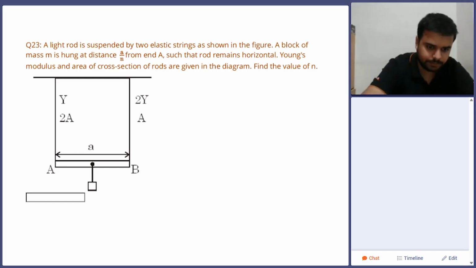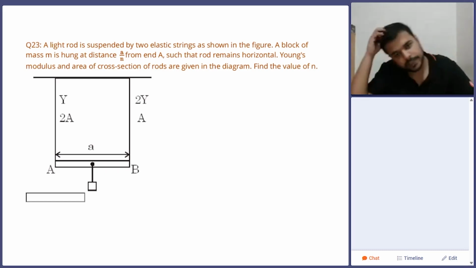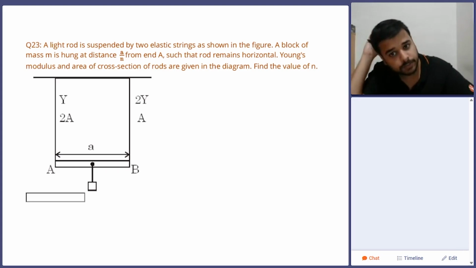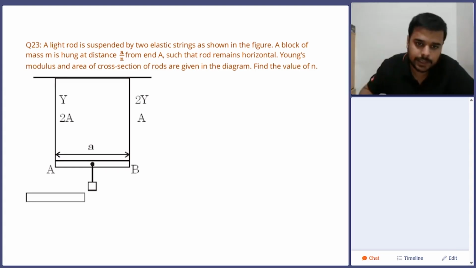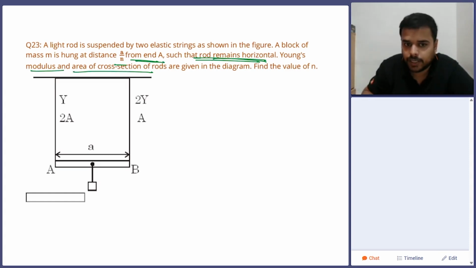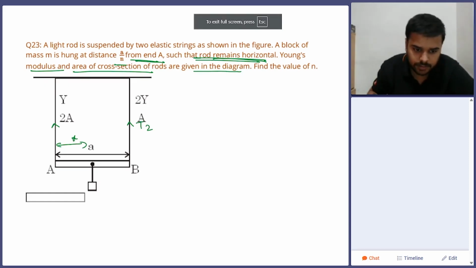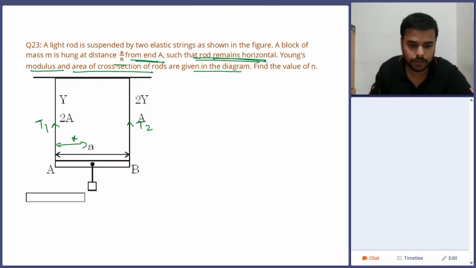Question number 23. A light rod is suspended by two elastic strings as shown in the figure. A block of mass m is hung at a distance a by n from end A such that the rod remains horizontal. Young's modulus and area of cross section are given. Find the value of n. Suppose this distance from which the mass is hung is x. So in this string, tension will be T2 and tension will be T1, right? T1 and T2. And here it will go down as mg.